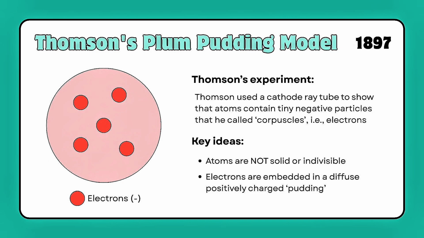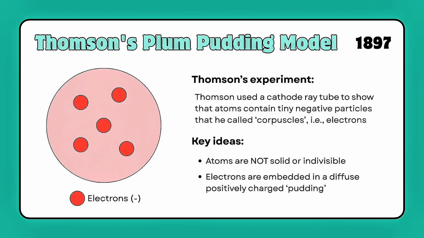The atom was not indivisible anymore. There was something inside it. Thomson called these tiny negative particles corpuscles, but today we call them electrons. Now Thomson needed a new atomic model. And this is where things became deliciously weird. He imagined the atom like a plum pudding. If you don't know plum pudding, just imagine a chocolate cake with chocolate chips inside it. The positive charge was spread everywhere like the cake, and electrons were embedded inside it like chocolate chips. This became famous as Thomson's plum pudding model. Scientists accepted it for some time.